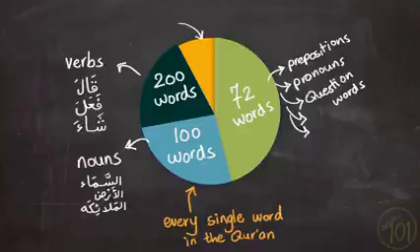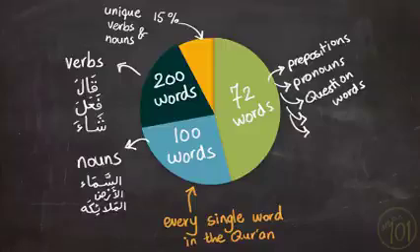The remaining 15% are unique verbs and nouns. These words are typically uncommon even for an average native speaker, and they would look these words up if they want to know what they mean, which I will teach you how you should do it too.